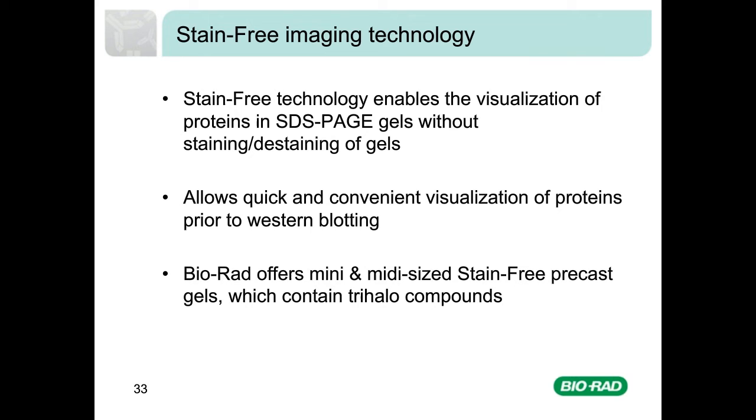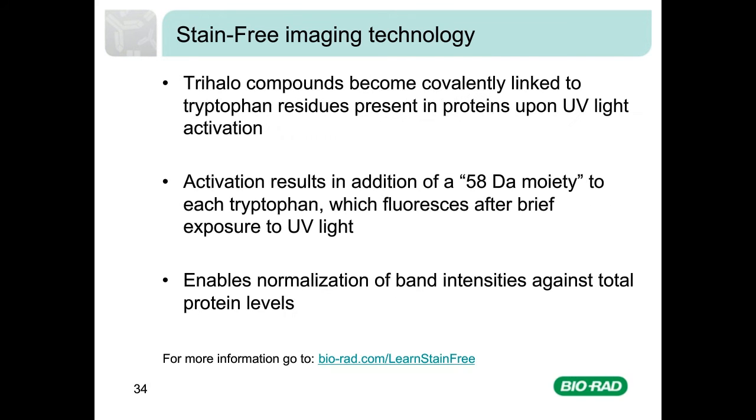The trihalo compounds within the gel are conveniently linked to tryptophan residues in proteins when activated by UV light. Activation results in the addition of a 58 Dalton moiety to each tryptophan, which fluoresces after another brief exposure to UV light. This enables protein visualization.